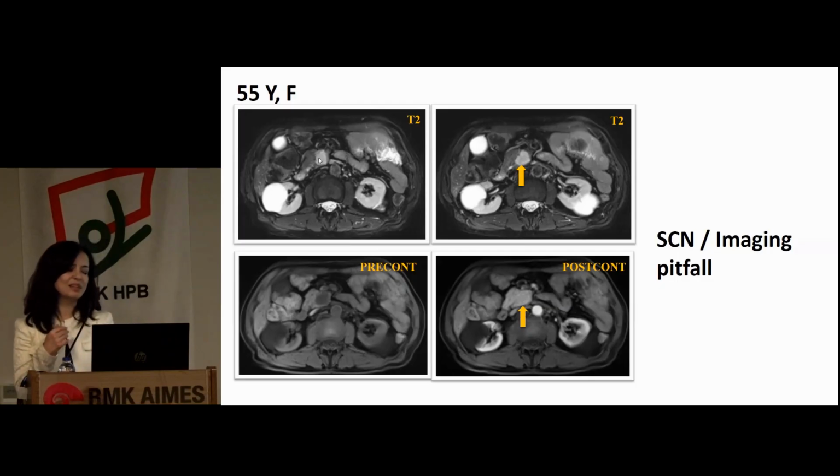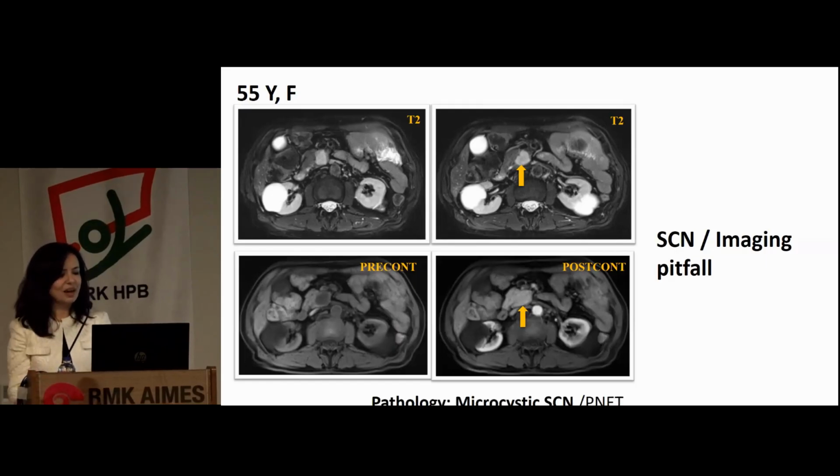This is a typical example. On T2 weighted image, you can see a bright cystic-looking lesion with a lot of septa inside. Pre-contrast and post-contrast. On the post-contrast, it looks like a hypervascular lesion, like it's PNET. I made this mistake, so I should mention it, but it came out to be a microcystic SCN. Actually, in this patient, I believe EUS would help a lot to show the cystic nature.